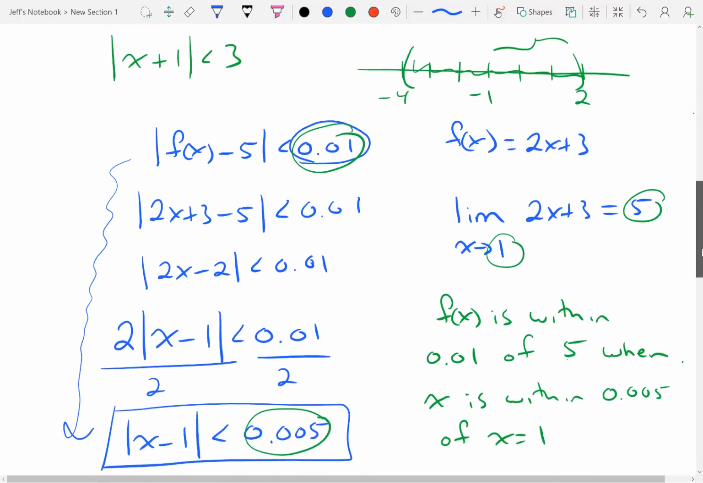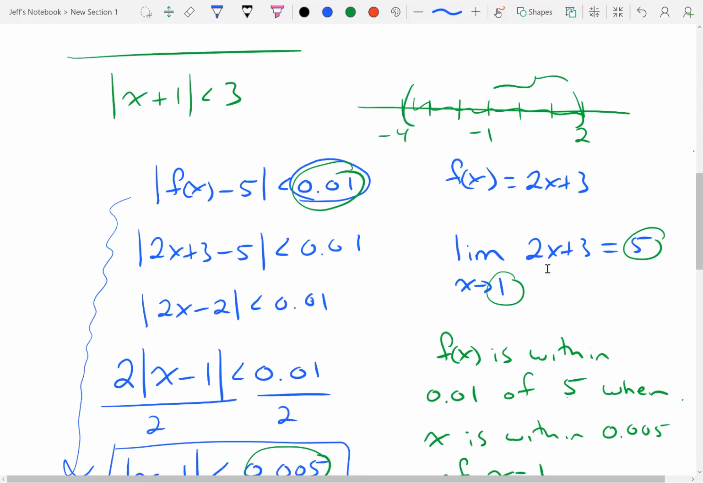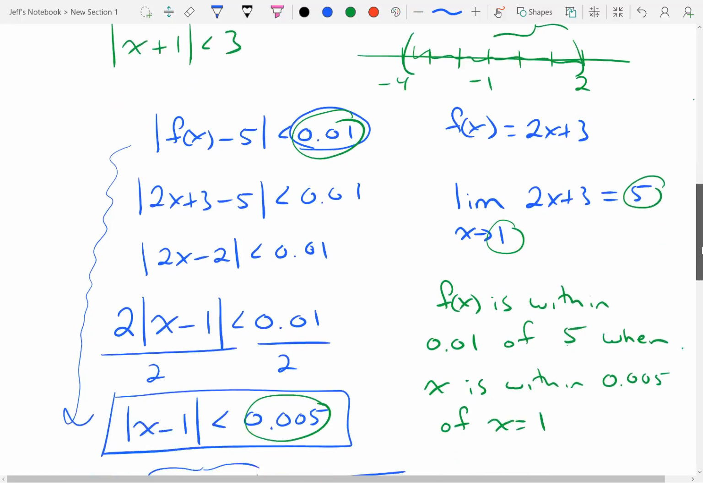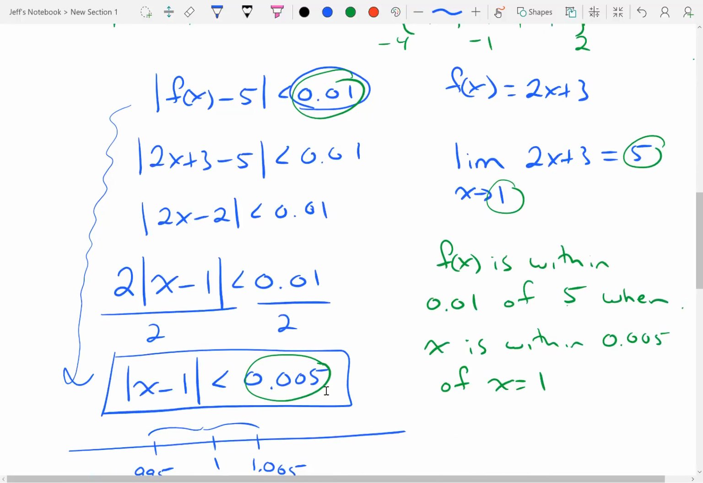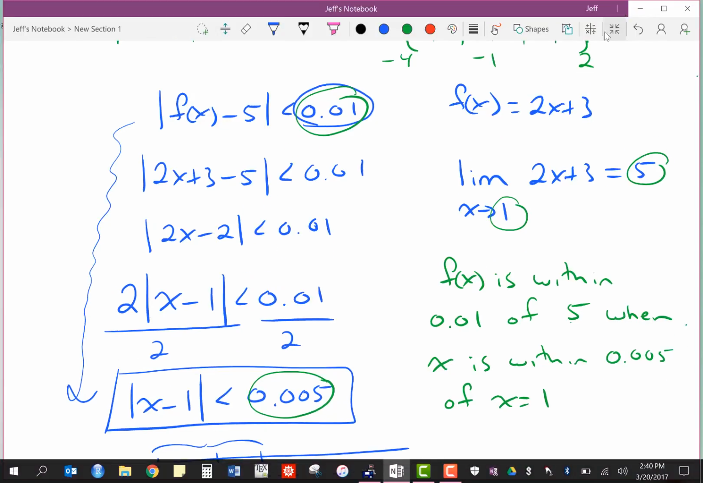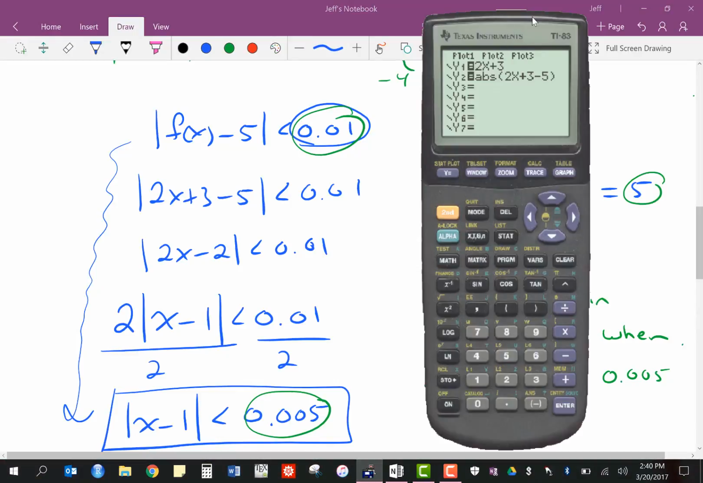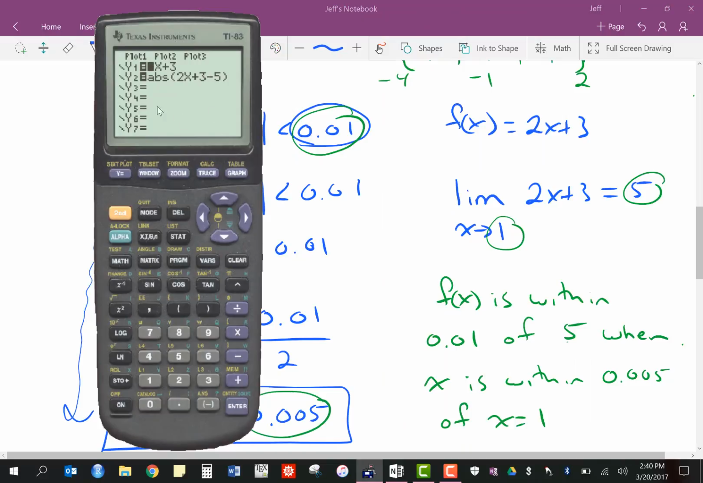Let me go back up to the previous example. We were looking at the limit as x approaches 1 of 2x plus 3, which was equal to 5. Again, you gave me a tolerance of 0.01, and then I gave you a tolerance of 0.005. To help us understand this, I brought my calculator, and let me show you how I set this up. In my first function, I have 2x plus 3, which is the function that we are taking the limit of. And then in the second, I have the absolute value of the function minus 5, right? So the function minus the limit.